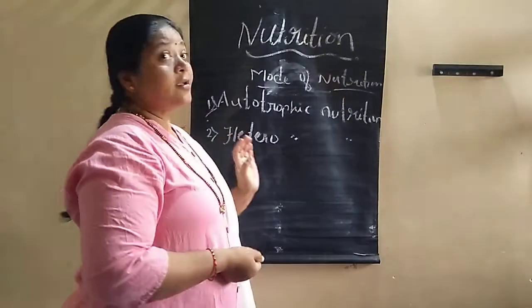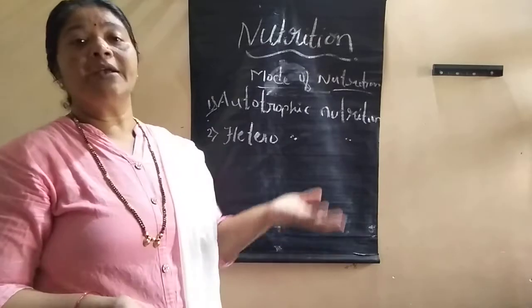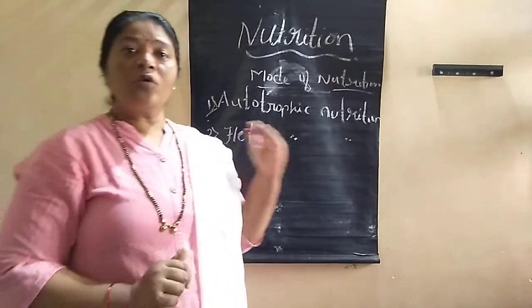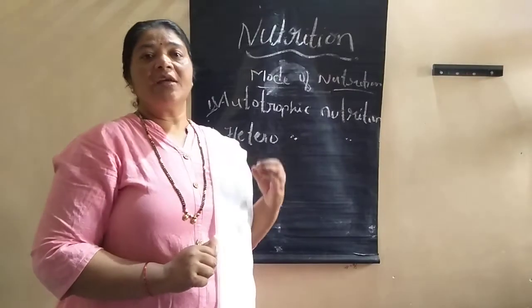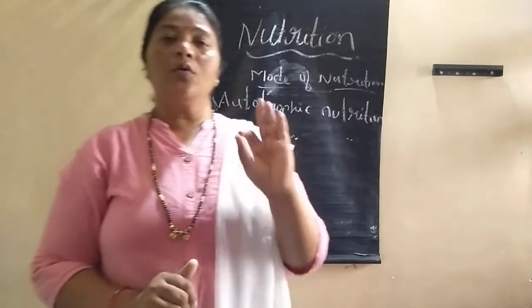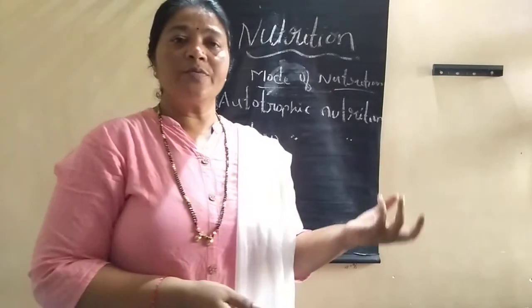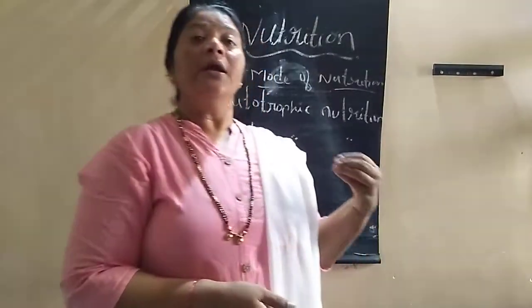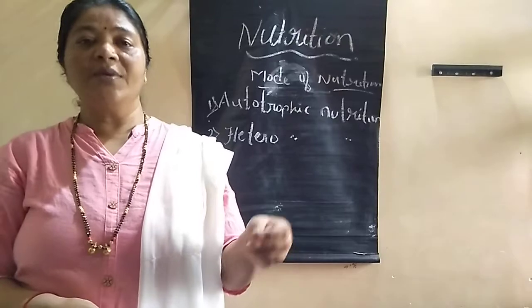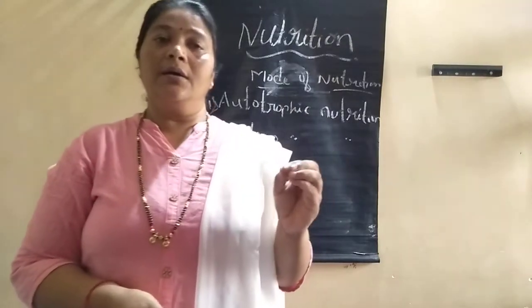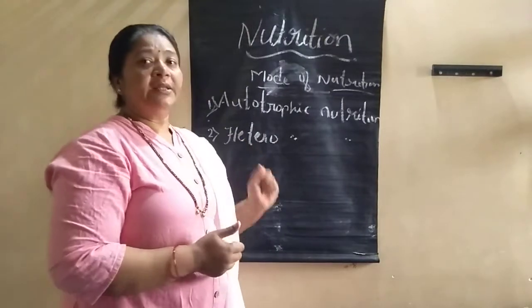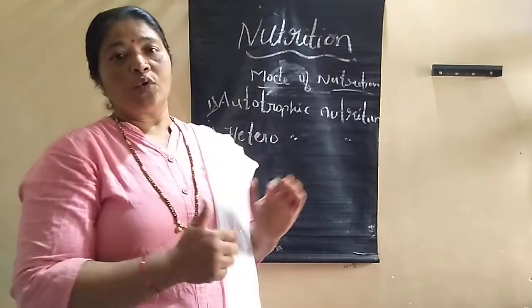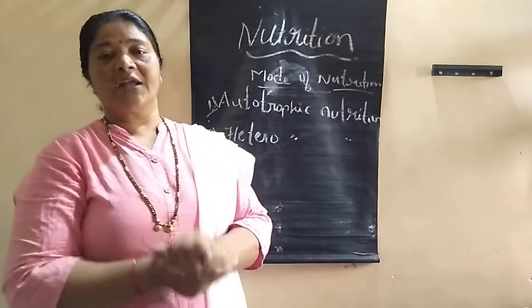You have already learned about autotrophs and heterotrophs. Autotrophs means what? The living things which can prepare their own food are called autotrophs. Heterotrophs means the animals which depend on other animals or plants for their food, for their nutrition. Those are called heterotrophs. Autotrophs and heterotrophs are groups of living organisms.